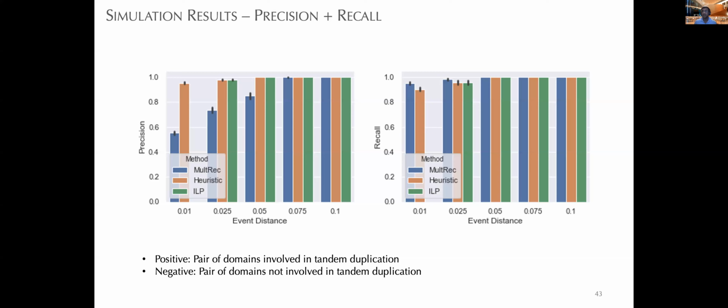So as you can see, at lower event distances, our methods have slightly lower recall than the segmental duplication approach. But on the other hand, we have much higher precision at those lower event distances. And that indicates that we're able to correctly distinguish between tandem duplication events and repeated single duplication events. The other thing to note here is that our heuristic performs nearly indistinguishably from our ILP, which is a good sign.